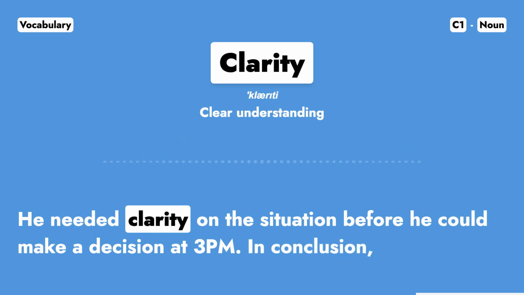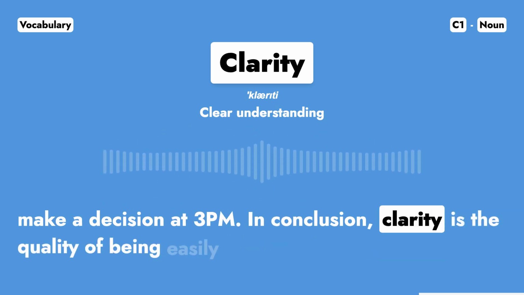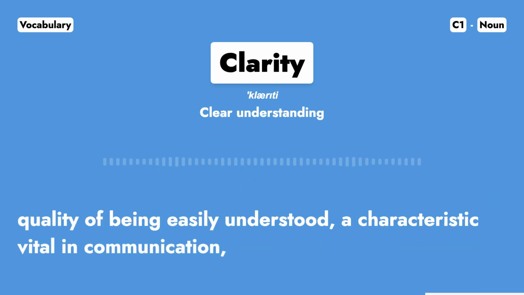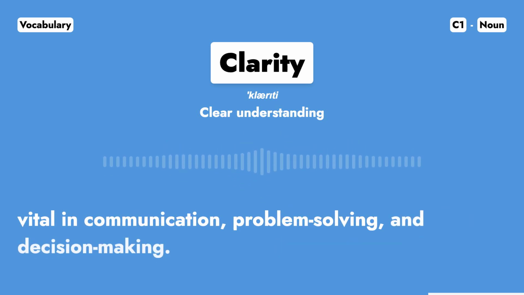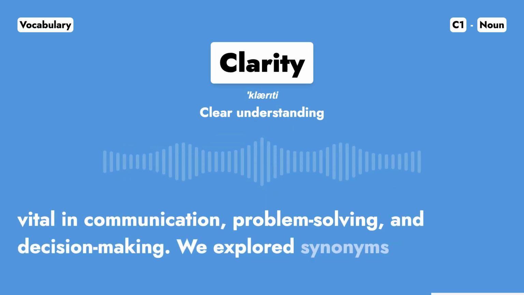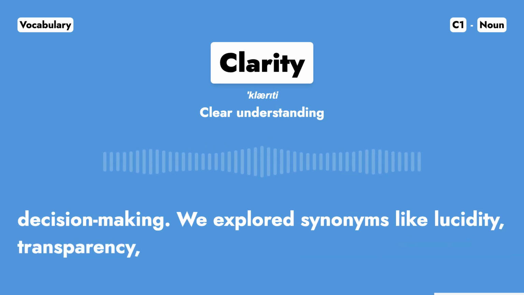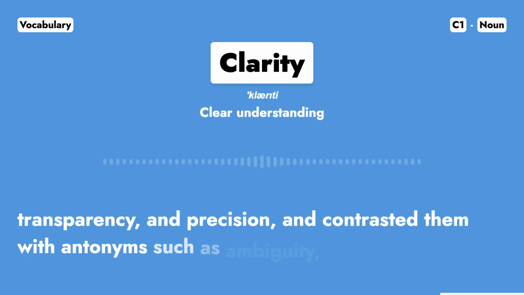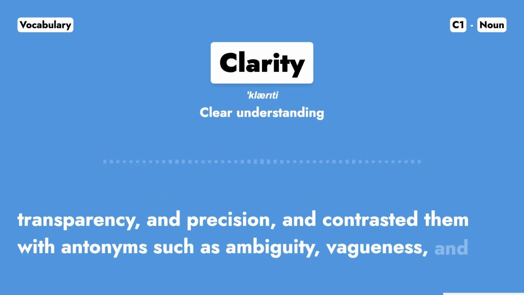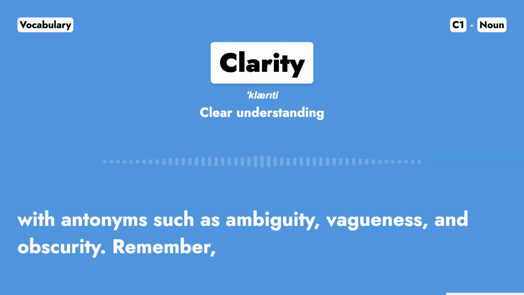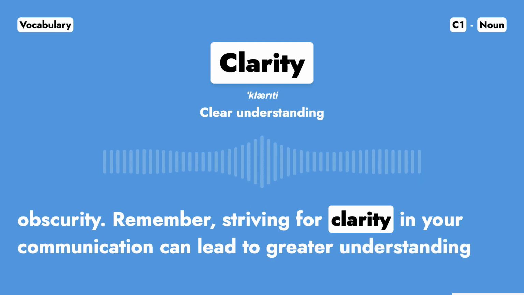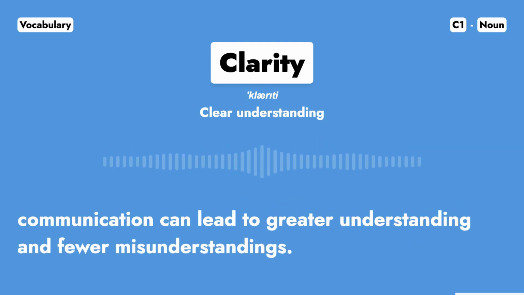In conclusion, clarity is the quality of being easily understood, a characteristic vital in communication, problem-solving, and decision-making. We explored synonyms like lucidity, transparency, and precision, and contrasted them with antonyms such as ambiguity, vagueness, and obscurity. Remember, striving for clarity in your communication can lead to greater understanding and fewer misunderstandings.